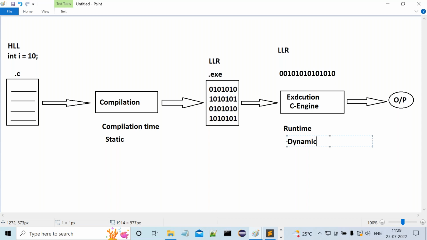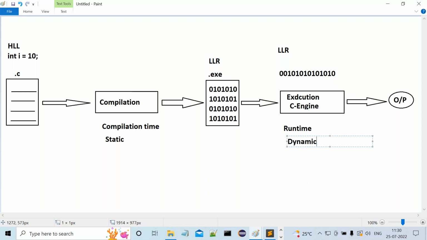If any programming language performs memory allocation for the data at runtime, not at compilation time, skipping compilation time, then that programming language is a dynamic programming language. All of you are getting it or not? Okay, sir. Now I have a doubt, sir.